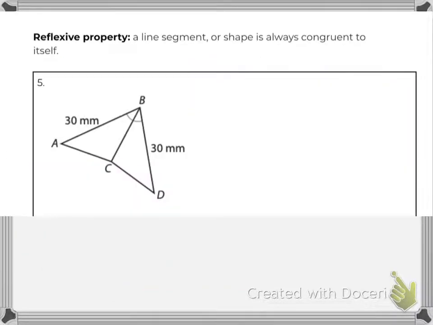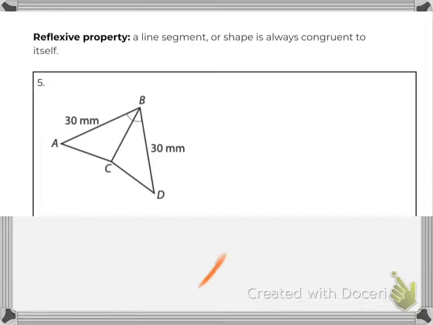Alright, number 5. So here's that reflexive property again. I just wanted to review that term. It says that any side is congruent to itself. Okay, so reflexive property. That means that BC would be congruent to BC here.